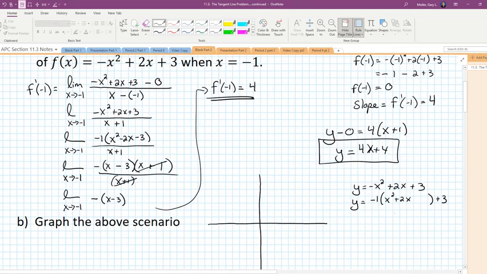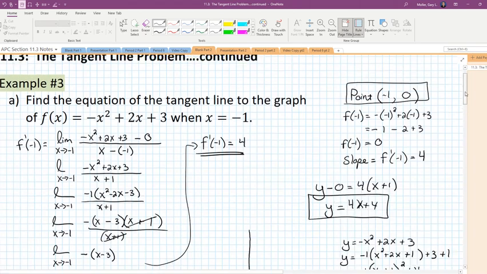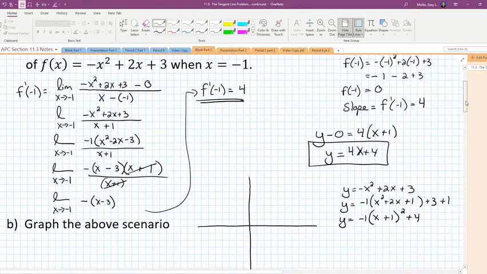Half of 2 is 1. 1 squared is +1. I have added 1, but not really. I really actually subtracted 1. So that means I need to add 1. So this is going to equal -1 times x plus 1 squared plus 4. So my vertex is at -1, 1, 2, 3, 4. Something's wrong because I have the point -1, 0. So let me check my mistake here.